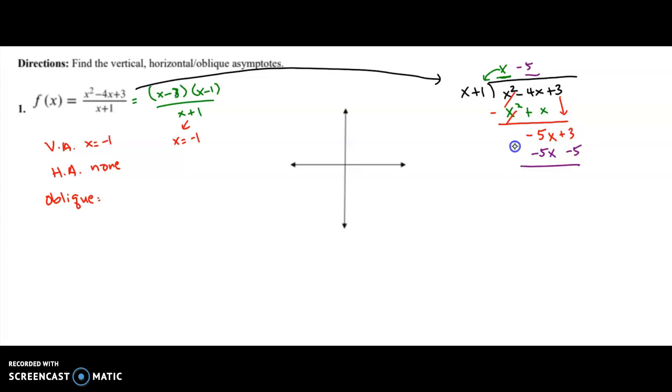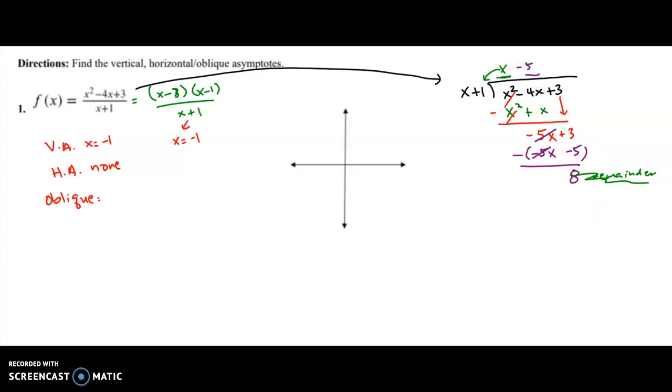So -5x, I distribute -5 to the 1, that's -5. And don't forget to again subtract these two lines. So these cancel out. 3 minus a -5 is a plus, so that's 8. Now that means this is your remainder. When we do these problems, it doesn't matter what the remainder is.